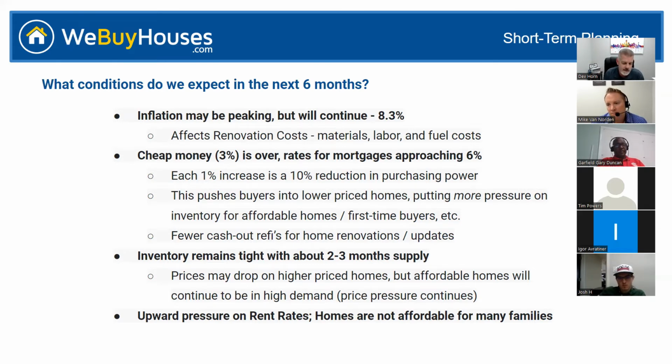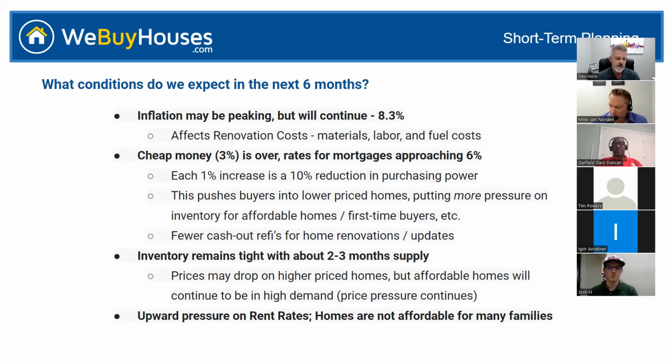Inventory remains tight. Right now, I heard nationally it's two months. So that's probably something that we would be looking at, all of us together. Is inventory starting to tick up? Is it now at 2.5 months, 3 months? That's an indicator. Are days on market starting to increase? Are homes getting multiple offers anymore? Are they selling the day they get listed, or are they starting to stay on the market for a little bit? You guys know how that goes.